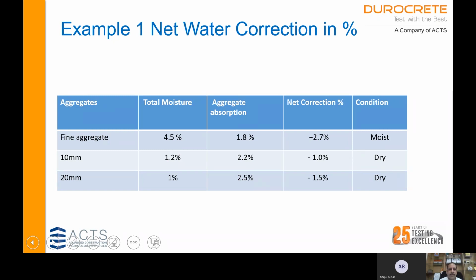Whereas in 10 mm aggregate, the total moisture is 1.2%, whereas its aggregate absorption or capacity to absorb water till SSD condition is 2.2%. So there is a deficit of 1% and it is in dry condition. And in 20 mm, the difference is 1.5%. So minus 1.5%. So it will absorb 1.5% of water from surroundings and it is in dry condition.